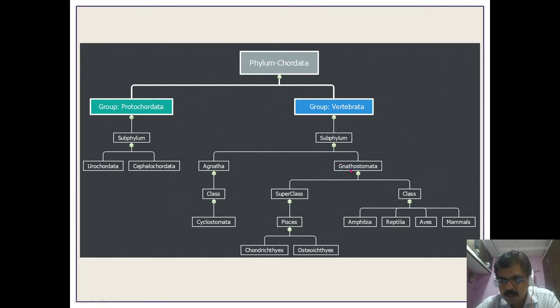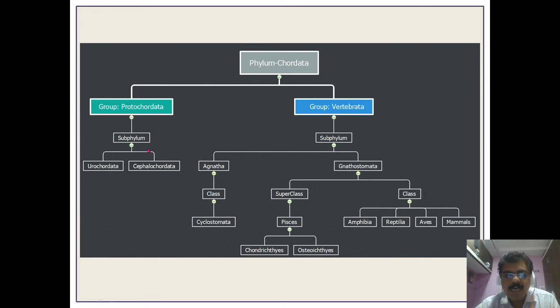And it is divided into the superclass Pisces, and the other classes are Amphibia, Reptilia, Aves, and Mammals. The superclass Pisces is divided into many classes, but in your syllabus, only the examples from two classes, one is Chondrichthyes and another one is Osteichthyes. And in your syllabus of semester 3, you have to study up to only Amphibia. That is, from Protochordata up to Amphibia we have to study.